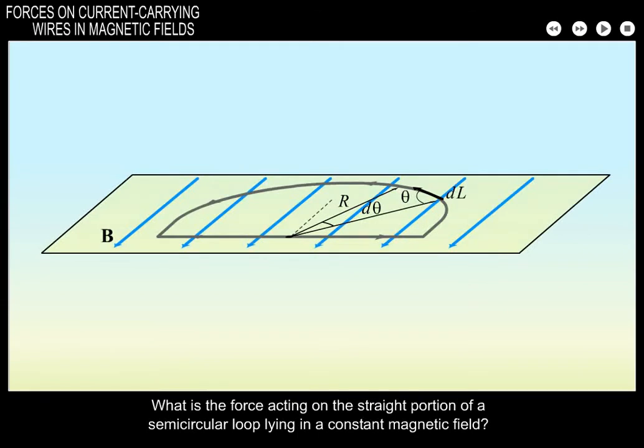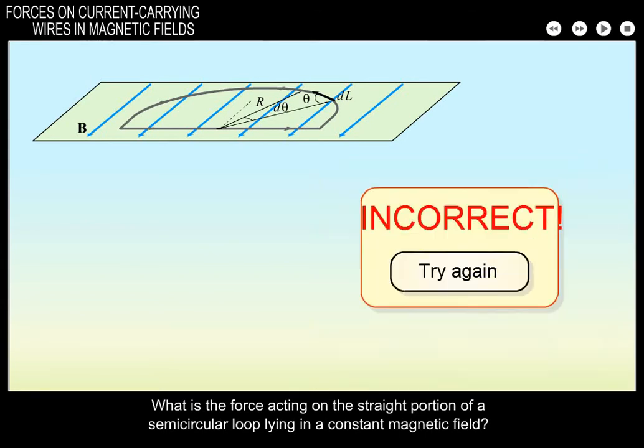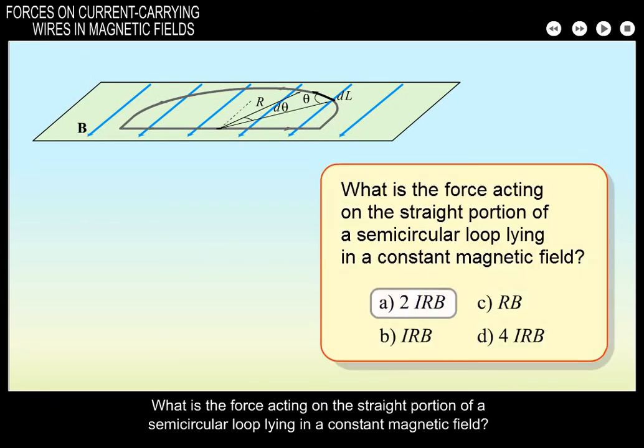What is the force acting on the straight portion of a semicircular loop lying in a constant magnetic field? Try again. Try again. Correct.